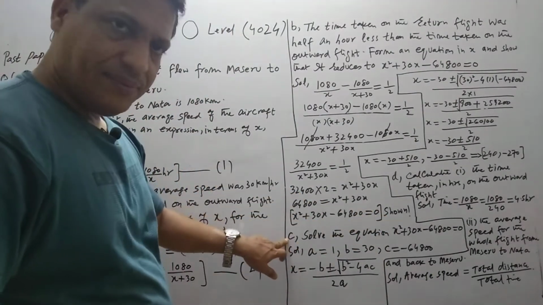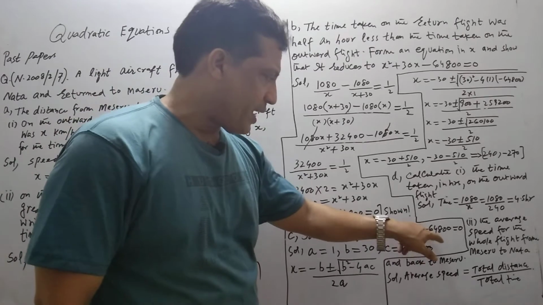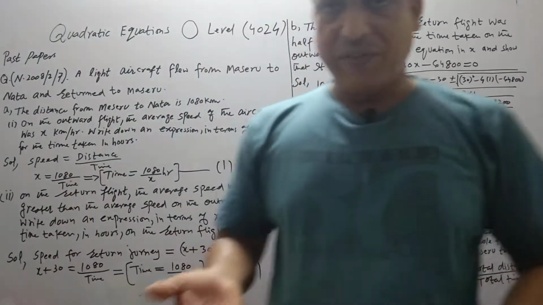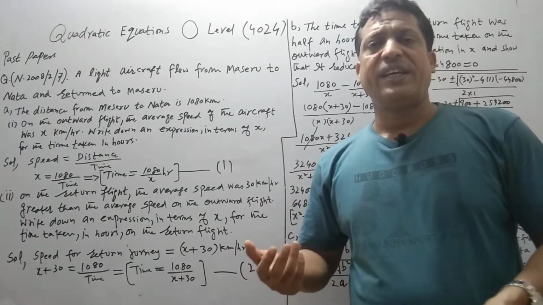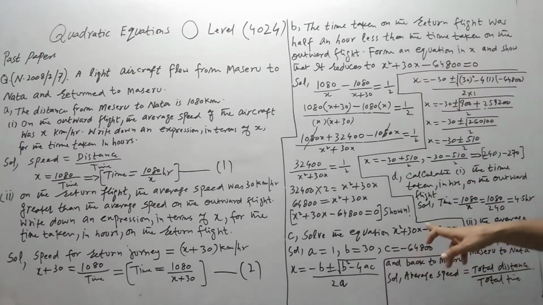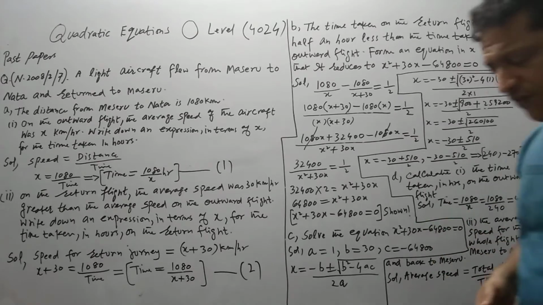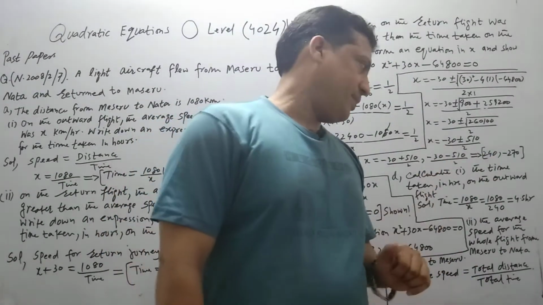Part C. Part C is: solve the equation x square plus 30x minus 64800 is equal to 0. You know, student, this is a quadratic equation, and how to solve a quadratic equation? By applying any method: the method of factorization, the method of completing the square, the method of the quadratic formula. And what I told you, if you see a big value like this 64800, this is a very big value. So if you see a big value in a quadratic equation, you always apply the quadratic formula.